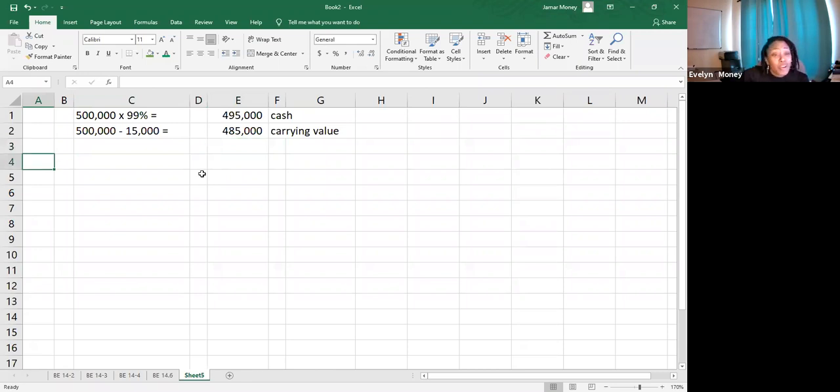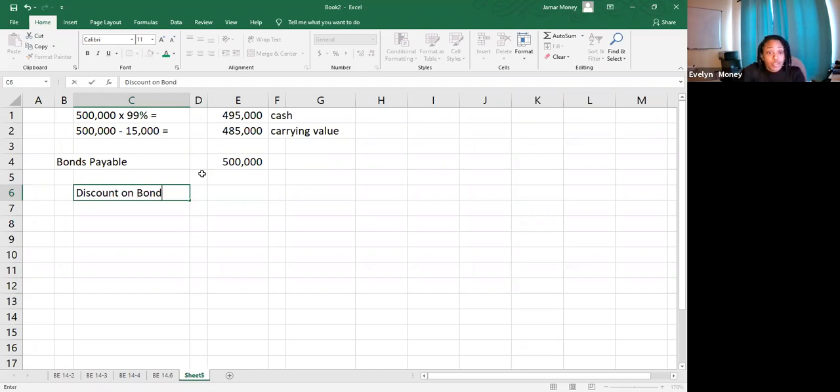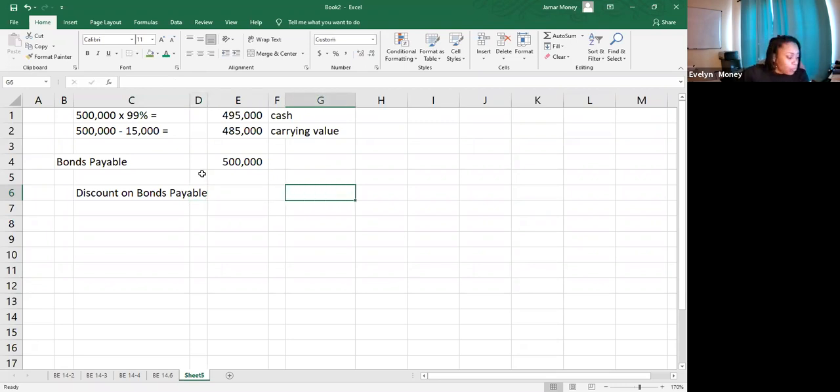Now, for the journal entry, let's deal with what we know. I know I am retiring debt, so bonds payable is coming off the books. Let me debit bonds payable. Bonds payable is always valued at par, so I'm going to debit that for $500,000. It's gone. Now, discount on bonds payable is also coming off the books. So let me skip a line here just in case there's something else that I need to debit. Discount on bonds payable has a normal credit balance. To get it off the books, I need to debit it. So we're going to credit discount on bonds payable for the 15,000.